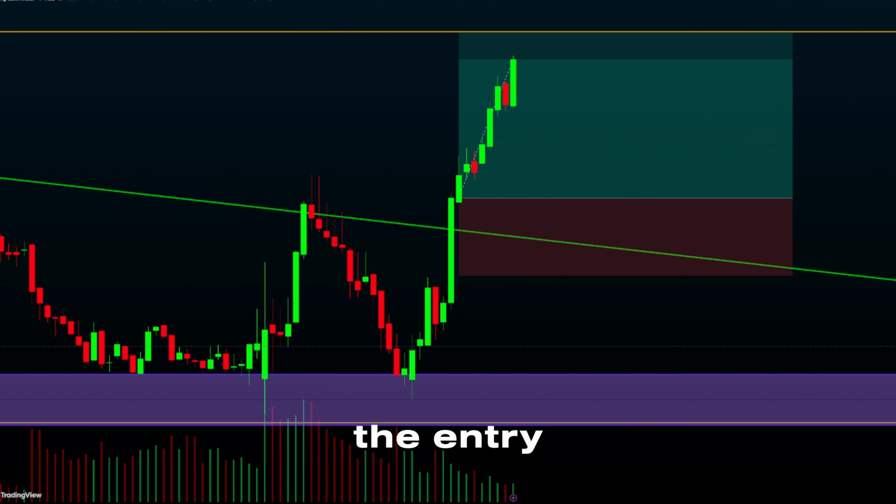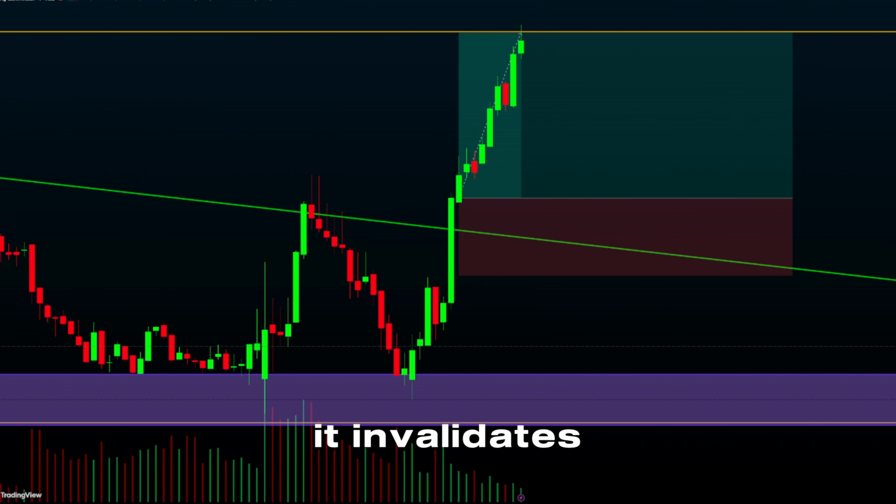Entry point: the entry is taken immediately after the breakout candle closes, or on the retest of the broken trend line, which now acts as support. Stop loss (SL) placement. Rationale: the stop loss is placed at the low of the breakout candle, the red line in the red box, or just below it. This is a logical placement, because if the price falls back down and moves below the low of the candle that caused the breakout, it invalidates the entire bullish setup, suggesting the breakout was a false signal, a fake out.